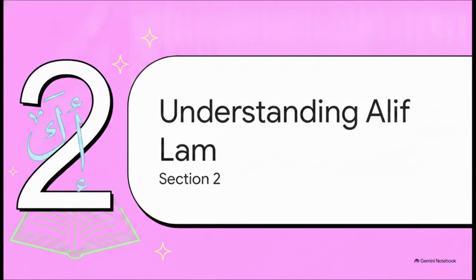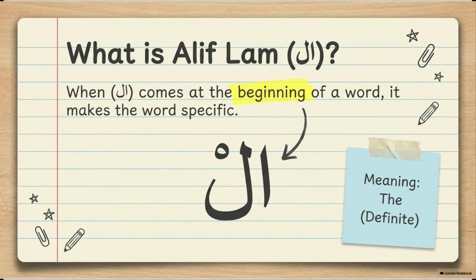Section 2, Understanding Alif Lam. Now, what is alif lam? Look at the beautiful Arabic letters in the center there, an alif and a lam. The absolutely most important word to notice here is beginning. Unlike tanween, which goes at the end, alif lam comes at the beginning of a word. When you attach these two letters to the front of a noun, it makes the word specific. Look at our blue sticky note. It translates directly to the English word the. It's our definite article. So remember, alif lam translates to the, making the word definite.